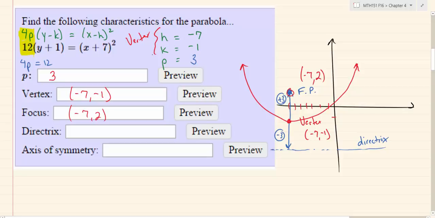What is the equation of the directrix? Again, you're looking at this negative 1 here, and you've got to go down 3 units. So how about y equals negative 4? And then the axis of symmetry, oh, we know what that is, right? That's this line right here that goes down the middle of the parabola. So that's an old friend. We know that. X equals -7.